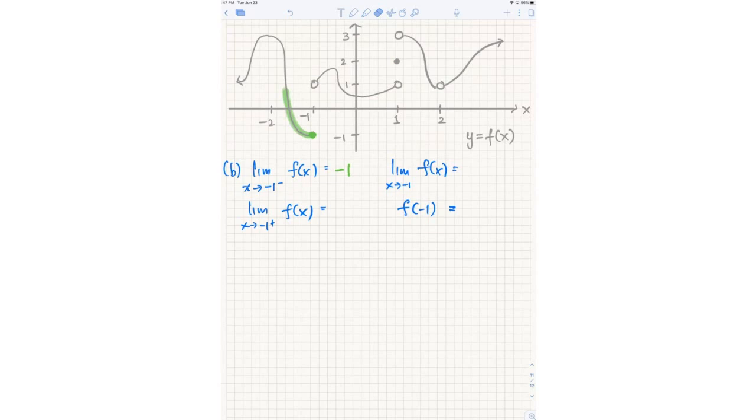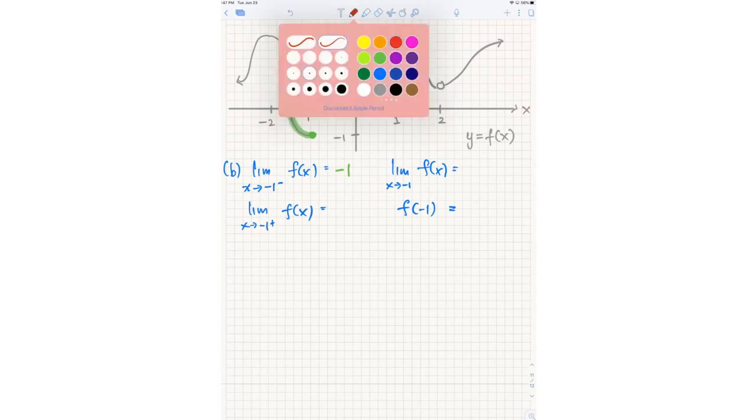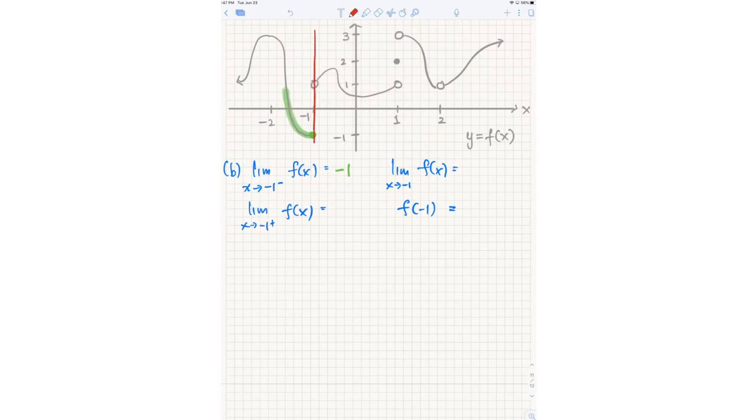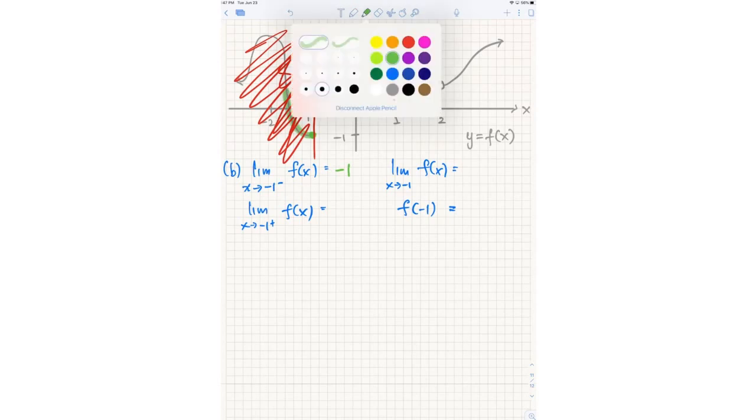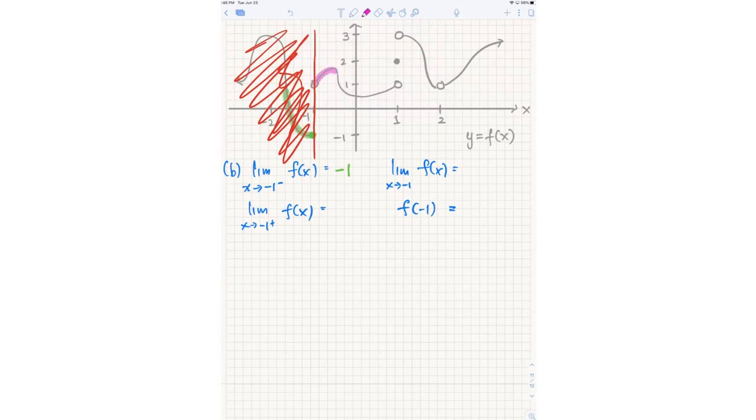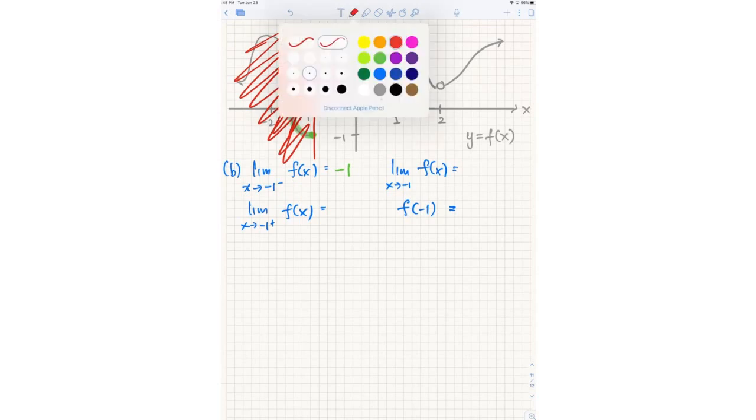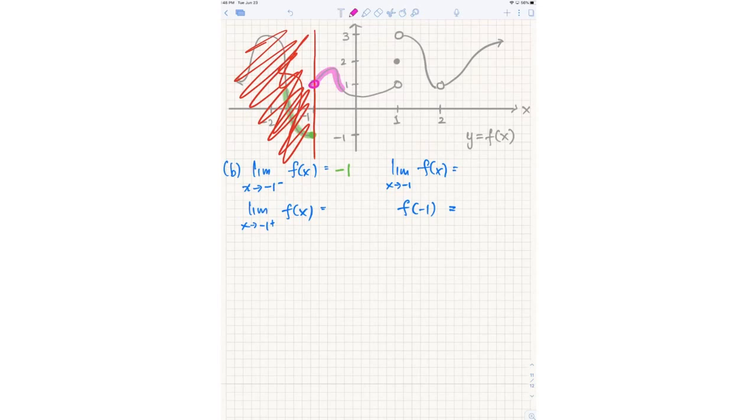Okay, so now let's do the right-hand side. So what happens on the right-hand side? Again, I do my vertical line. I block out everything on the left. Who cares? And then I only concentrate my efforts on just that one little piece on the right, just near x equals -1. So what happens now? I see everyone is saying approaches 1, right? All of those points approach this open circle, and that is at the point y equals 1.